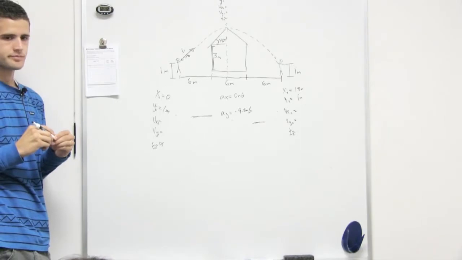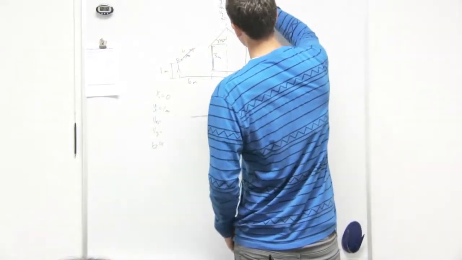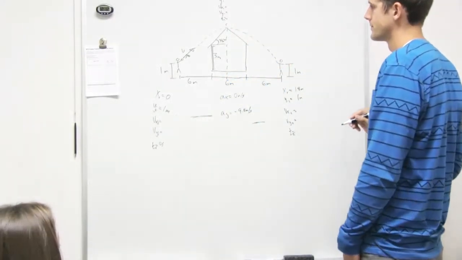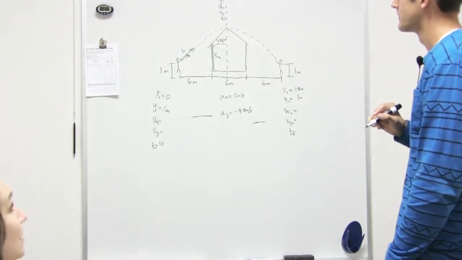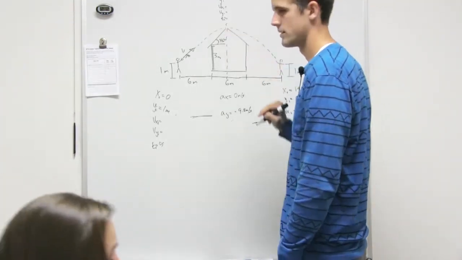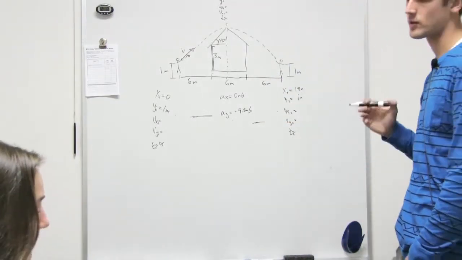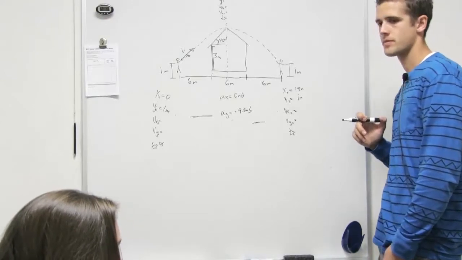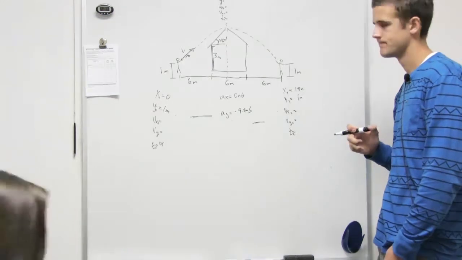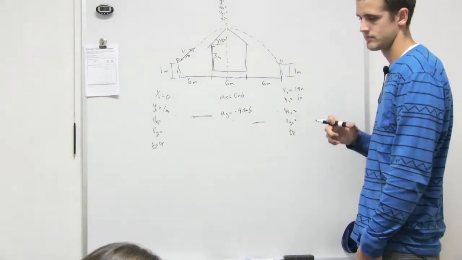Okay, so x1 is 9. Y1, is that 9 too? Or do we not know it? So y1 is the top of the house, right? Because you want the ball to just barely touch the top of the house as it goes over. Do we have to do some geometry? Okay, fine. So this one's 6 meters.